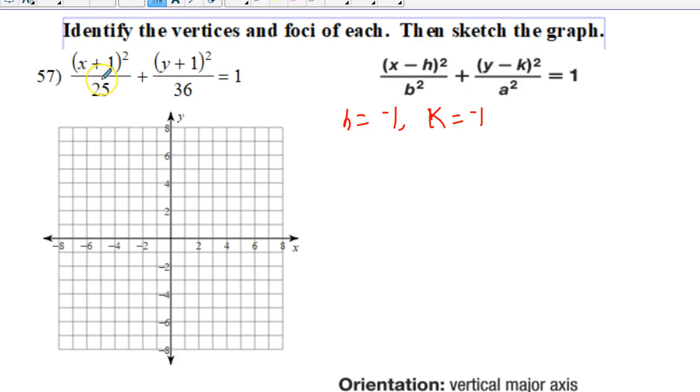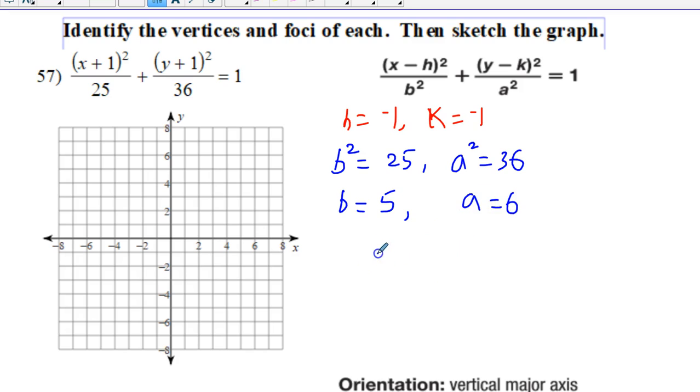Similarly, b square is equal to 25, and a square is equal to how much? 36. So from b square 25, you will get b is equal to 5, and a is equal to 6.